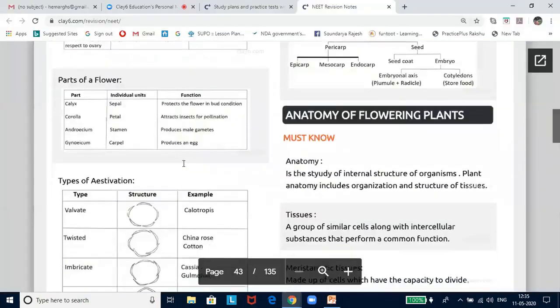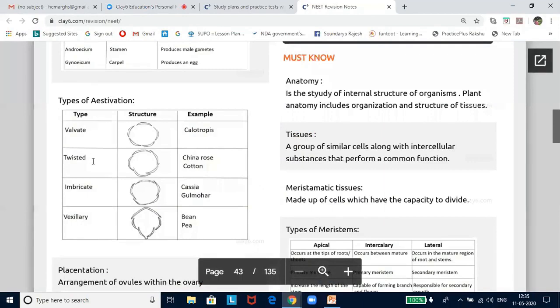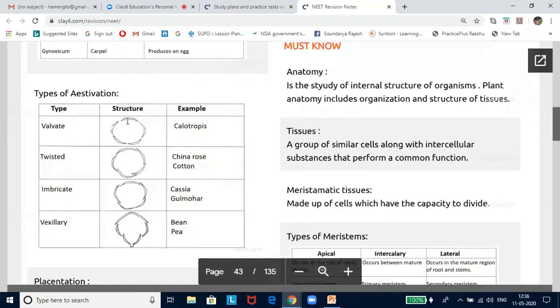Now let us get to know the types of estivation. You might have seen a calyx, you might have seen a corolla. Now what are the different types of estivation? Valvate, twisted, imbricate and vexillary. Now if you look at valvate estivation, all these things will be in the form of a whorl. All will be touching at the edges only, and this is known as the valvate estivation. See, these diagrams are very important because they might give the estivation structure, and then ask you to identify the kind of estivation, or they can give you the example and then ask you to identify the estivation.